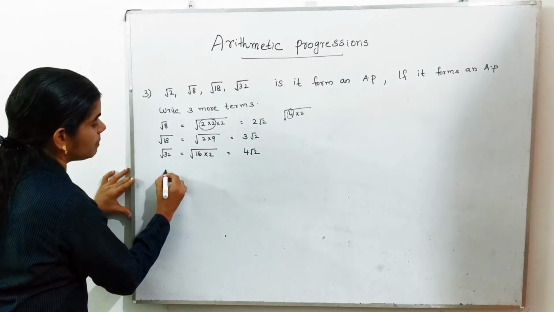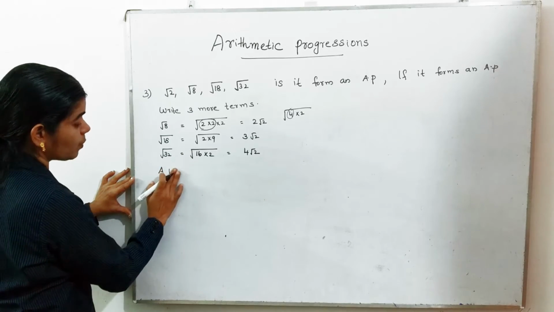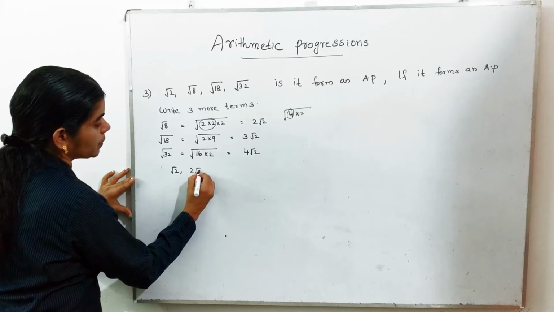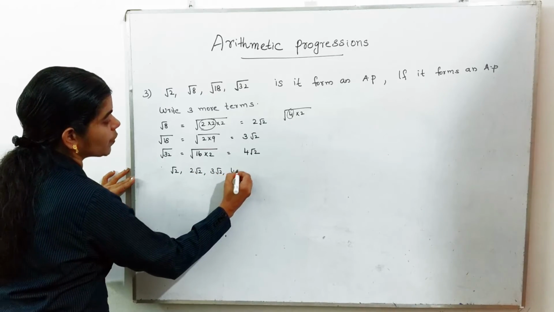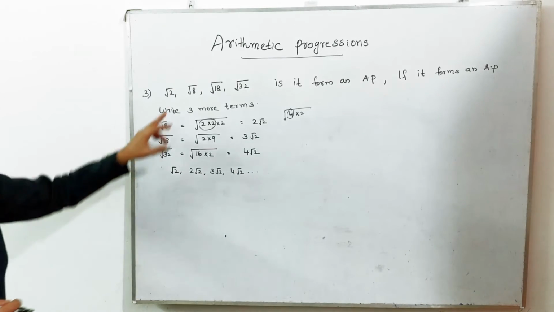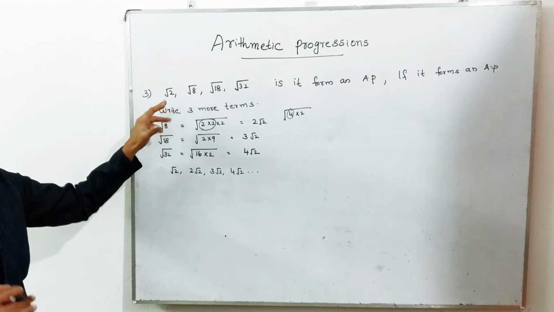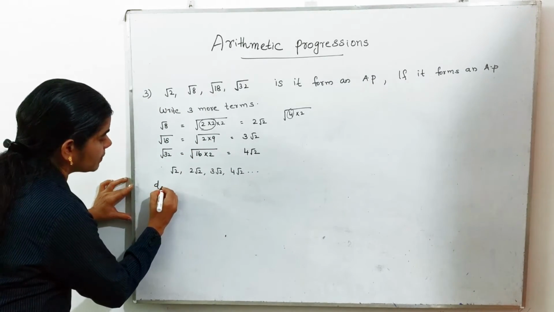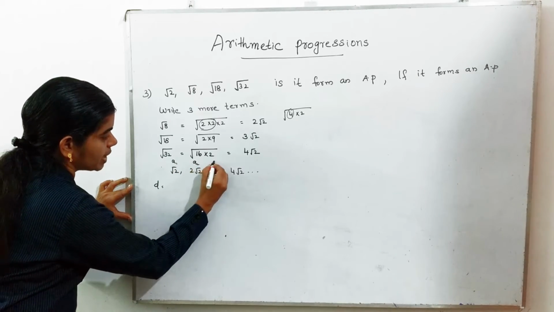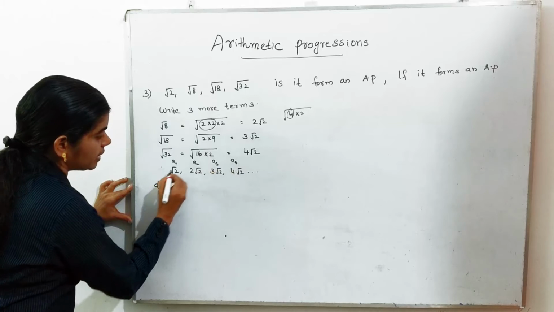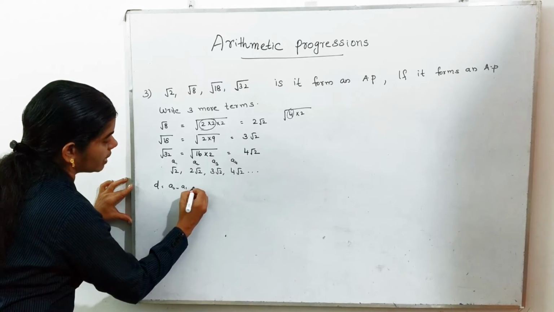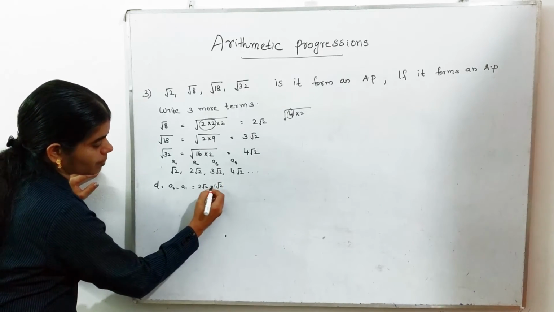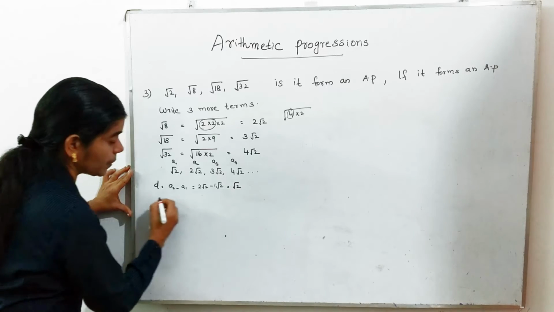Therefore our AP becomes this. That is, does it form an AP? That you want to check. Our number pattern will be root 2, 2 root 2, 3 root 2, 4 root 2. This is our new form because we can't subtract root 8 minus root 2 directly. That's why we made it in this form. Then D will be, here this will be A1, this will be A2, A3, A4. D is equal to A2 minus A1, that is 2 root 2 minus root 2. Here root 2 means 1 root 2. 2 minus 1, you get root 2.